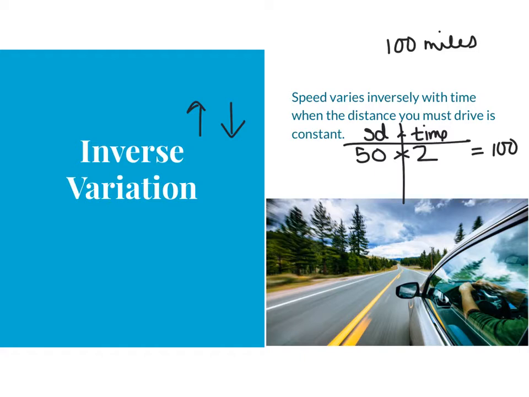Whereas if you drop your speed, let's say you go 25 miles an hour, you're driving much slower, it's going to take you 4 hours to go 100 miles. Whereas, let's say you go even slower, you drop to 20 miles an hour, it's going to take you 5 hours to go 100 miles. So what's happening? As speed goes down, time goes up. So one variable drops while the other increases.